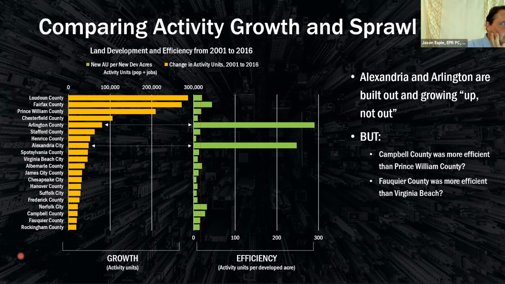I don't know if you have a thought on that, Vlad. He's muted. Hold on, Vlad's muted. Sorry about that. One speculation is they lost activity units in the recession, and they may have developed a little bit of land, but it could be that a loss of jobs with a little growth in land gives them a very inefficient pattern.